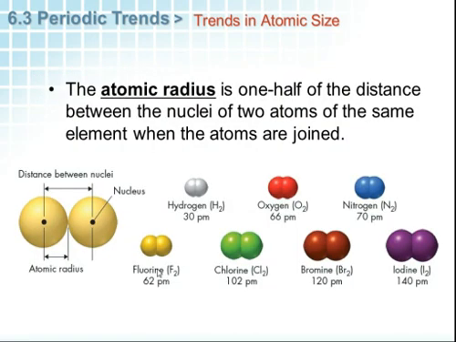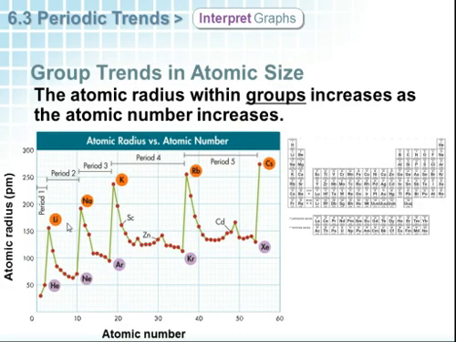So let's talk about atomic radius. What is that? The atomic radius is 1/2 the distance between the two nuclei of two atoms of the same type if they were joined together. So this right here is our atomic radius. Think of it being like O2. So these are two oxygens. The distance between the nuclei, if I cut that in half, that's the atomic radius. It's basically saying I'm going from the middle of the nucleus out to the edge of the electron cloud. So let's talk about these trends.